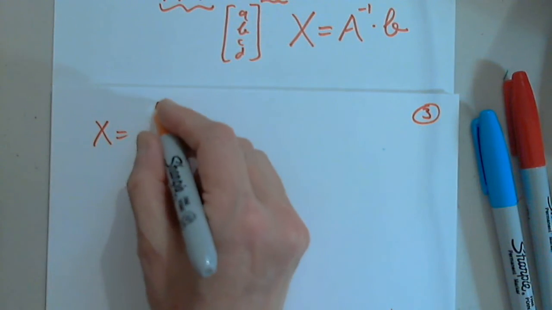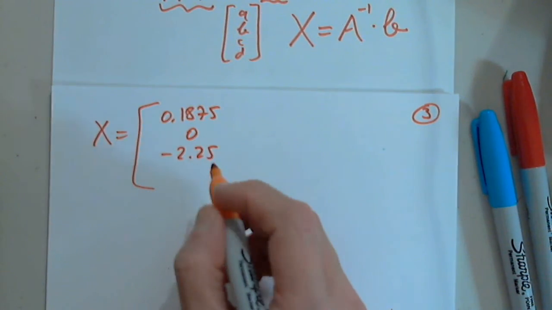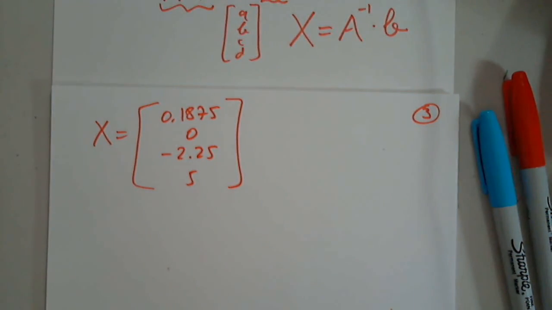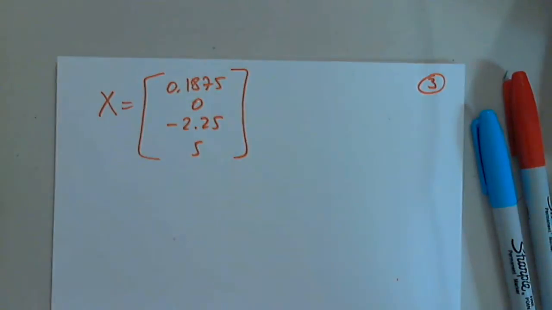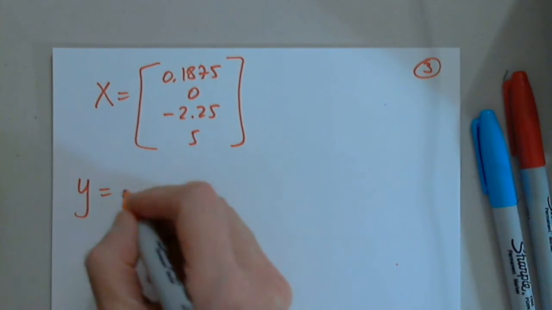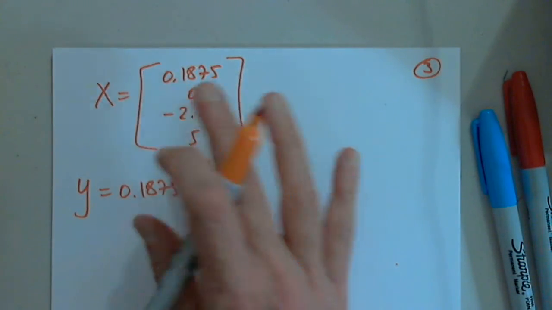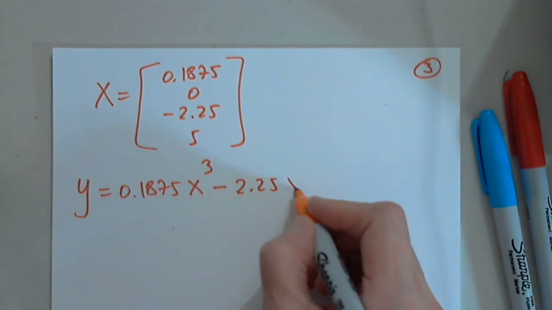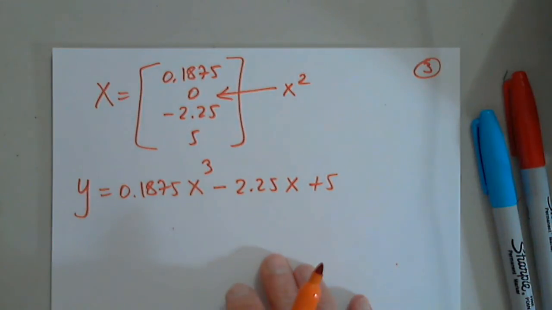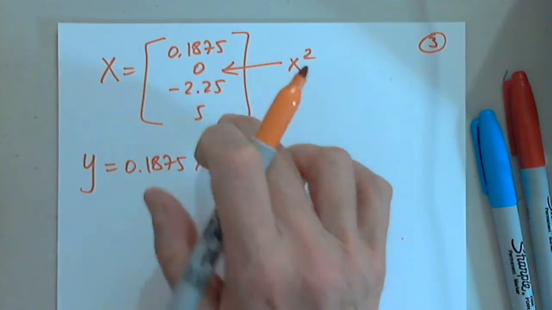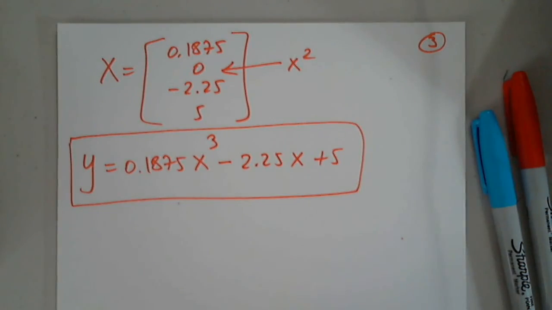So I got that x equals 0.1875, 0, -2.25, and 5. What does that mean? It means that the cubic function looks like this: 0.1875 times x to the third. Then the x squared coefficient is 0, so then minus 2.25 x and plus 5. This is the coefficient of x squared, this is the coefficient of x, this is the free term. This is it. And you can go back and check. Thank you so much for bringing that to my attention.